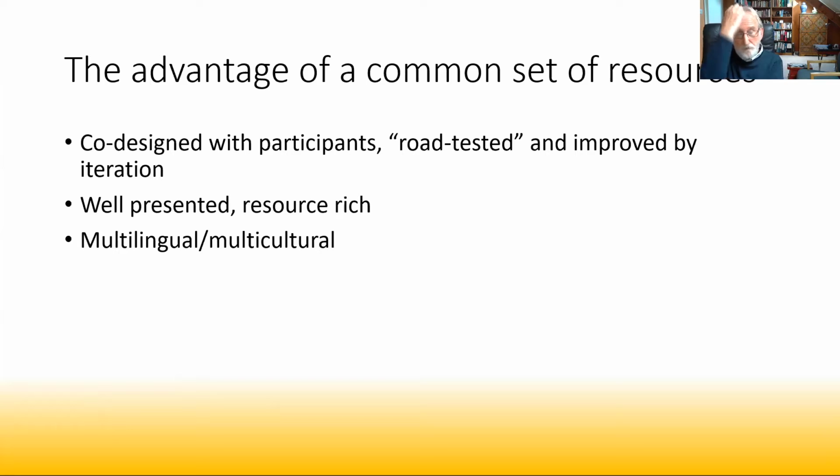So a common set of resources may be able to get around this. It could be co-designed with participants. And this is where public involvement would be very helpful. They could be road tested and should be road tested with a panel of people who can give feedback on how it could be improved by an iterative process. They could be well presented, resource rich, so they could make reference to videos and other ways of conveying information, which are now extremely common outside the bubble of bioethics. And they could be multilingual and multicultural, dealing with issues that particular groups are very concerned about.